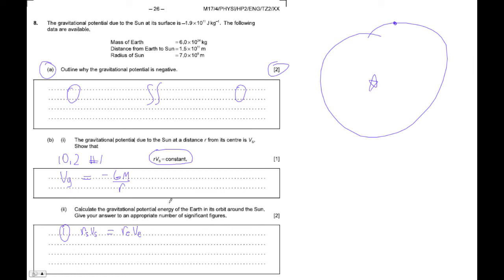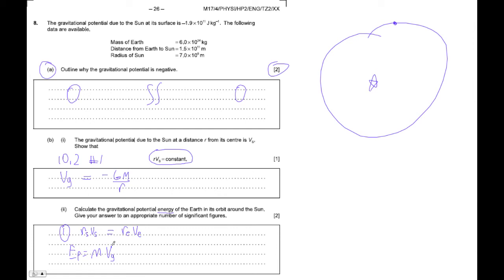And I didn't read this question, so I got it wrong. I thought it was find the gravitational potential, but it says find the gravitational potential energy. So remember that the potential energy is the mass times the potential.